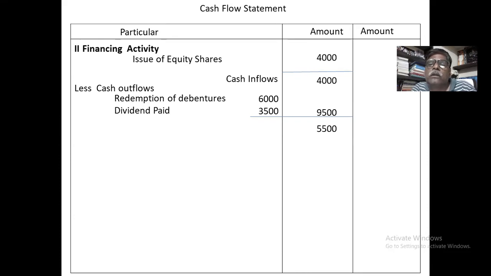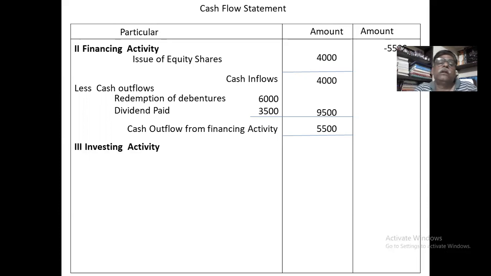9,500 you deduct. Your answer is minus 5,500. So this is cash outflow from financing activity. So you put minus for this. Minus sign outflow. 5,500 is financing activity net cash outflow.